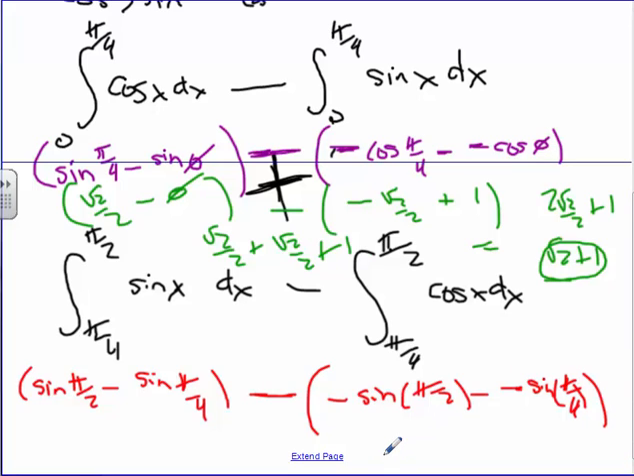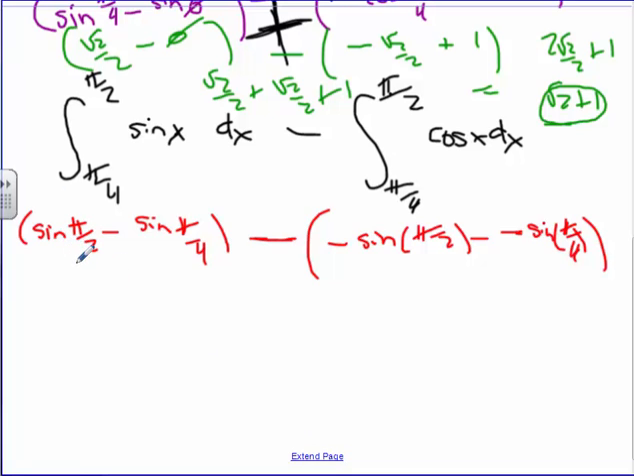Hopefully you can kind of follow how I'm pulling that off there. Now, it looks symmetrical, so I'm expecting the same thing here, but let's give this a try. Sine of pi over 2 is 1. Sine of pi over 4 is root 2 over 2.